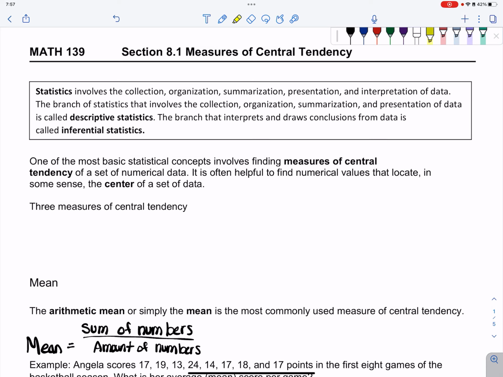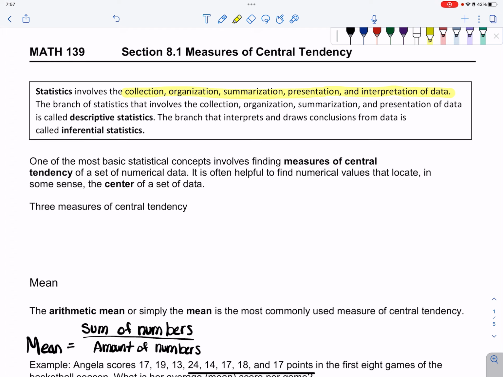In 8.1, we are going to be starting the statistics portion of this class. So essentially, statistics has a lot of dealing with the collection, organization, summarization, presentation, and interpretation of data. There's different types of statistics, but essentially we are just trying to gather some information from our data set that we are going to be working with.